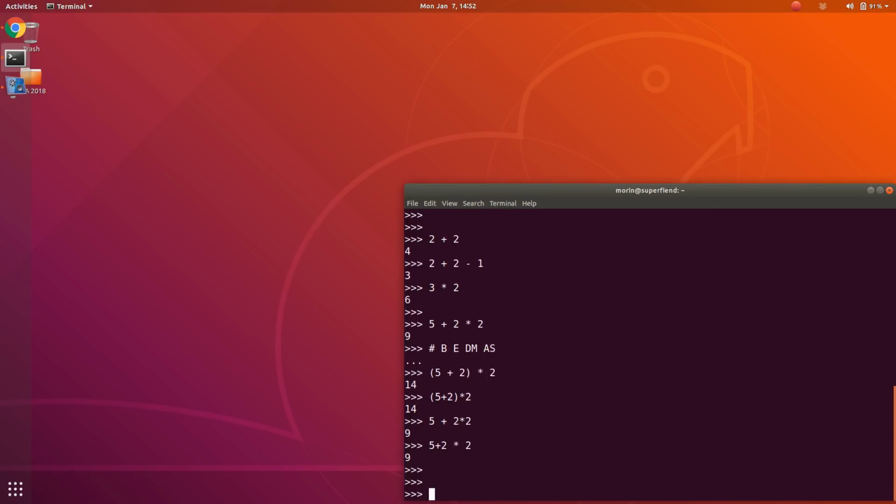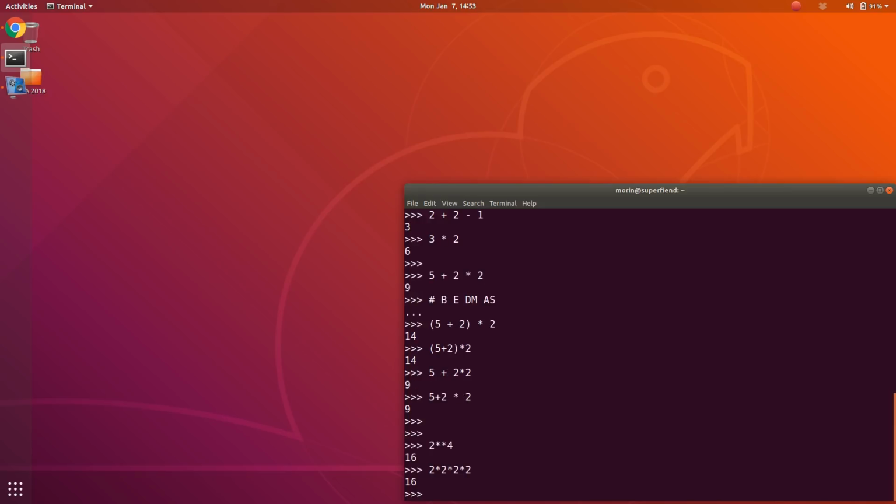So BEDMAS has these. We've seen addition. We've seen subtraction. We've seen multiplication. What about exponentiation? So in Python, there's even exponentiation, which is written with 2 stars. You read this as 2 to the power 4. Anybody know what this is? 16. And that's just 2 times 2 times 2 times 2, 4 2's all multiplied together.